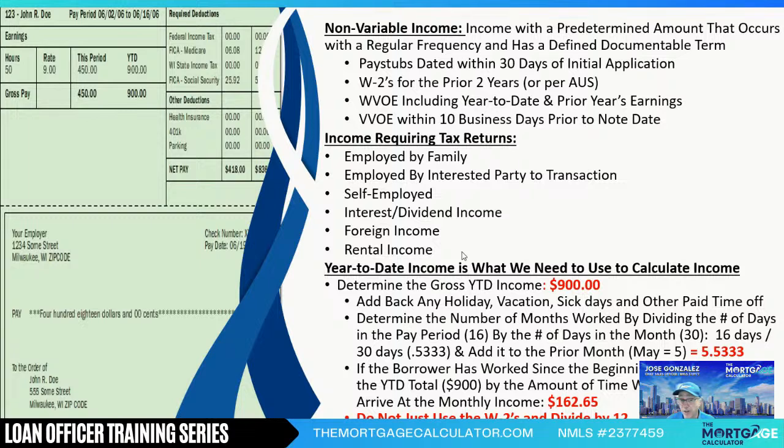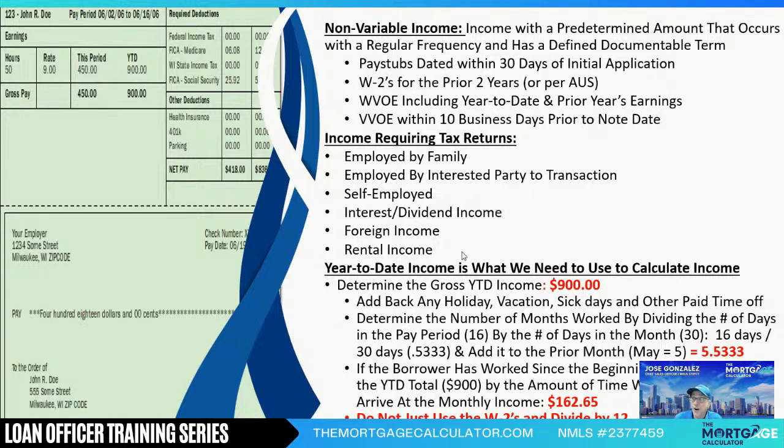That's not non-variable income, but just letting you know that is a scenario where you're always going to require tax returns. Interest and dividend income also requires tax returns. Foreign income, in other words, income earned outside of the US that the borrower is declaring in their US tax return, also requires tax returns. And of course, rental income, right? Rental income is documented on the Schedule E, as in Edward, page 1 of the Schedule E, because page 2 of the Schedule E is where the royalties for corporate income go.